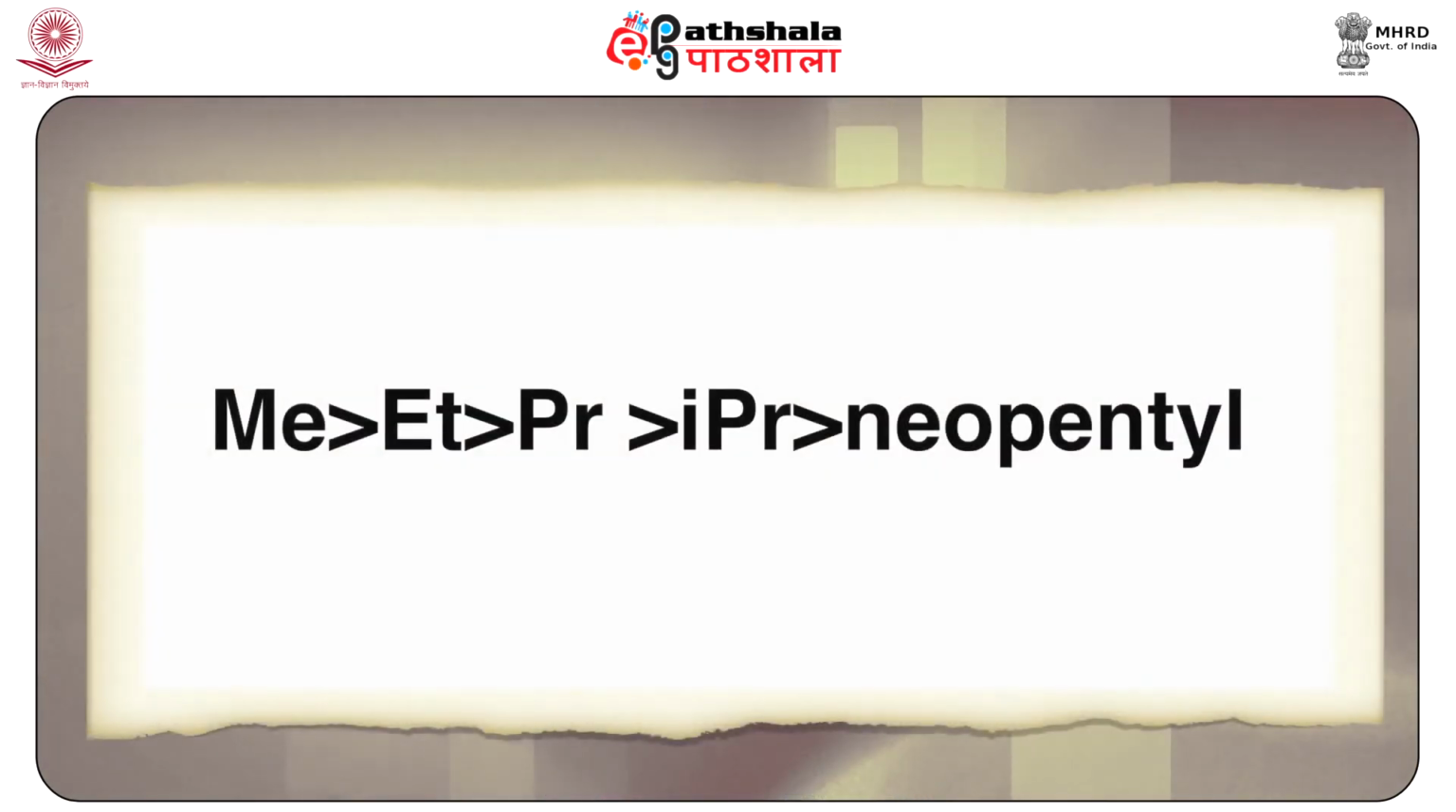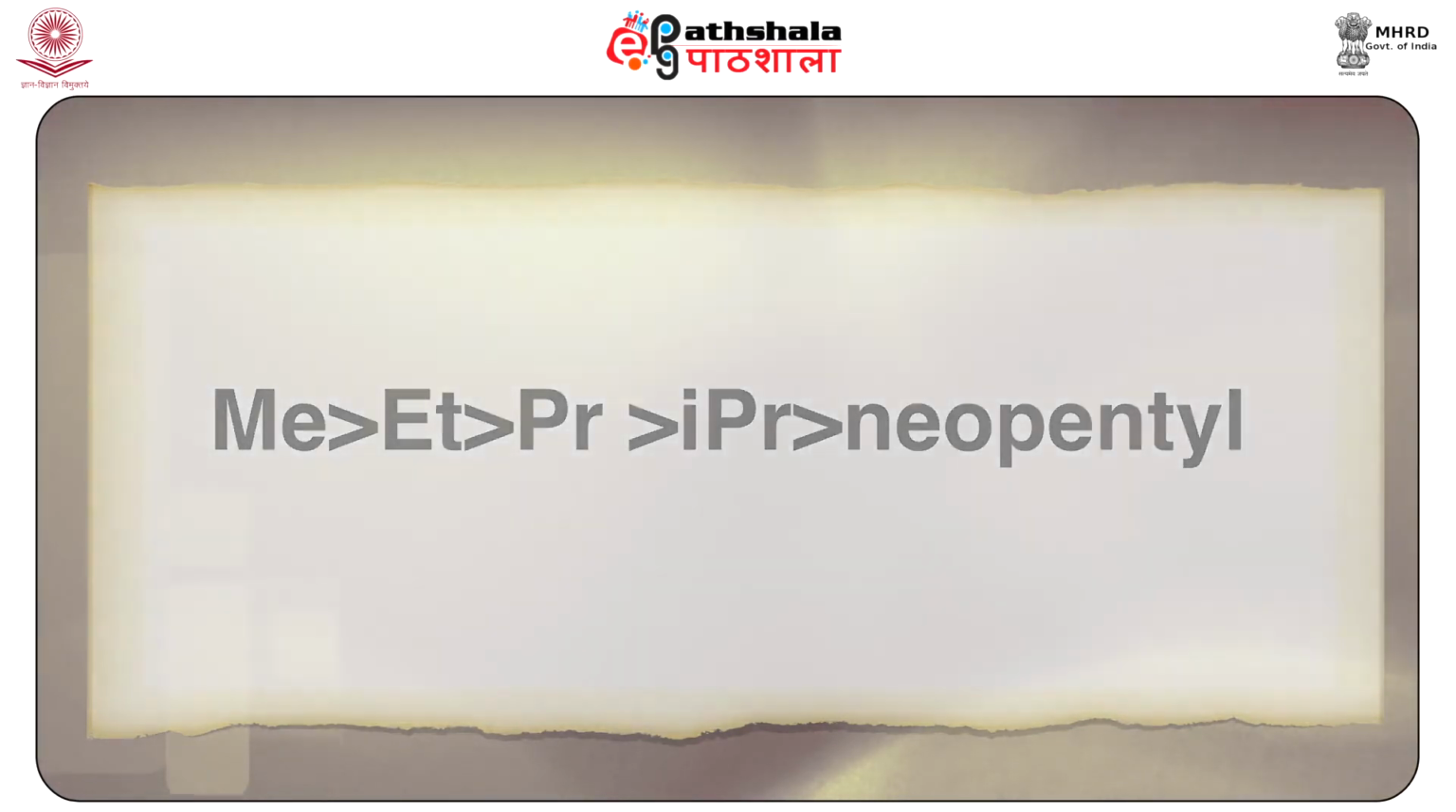For the SE1 mechanism, the expected reactivity of alkyl groups is: methyl is most reactive, followed by ethyl, followed by propyl, then isopropyl, and then neopentyl. So, you can see as the bulkiness is increasing, the reactivity is decreasing.